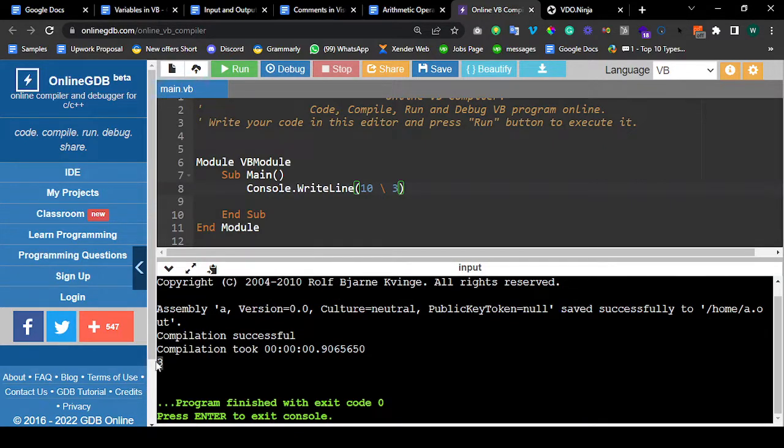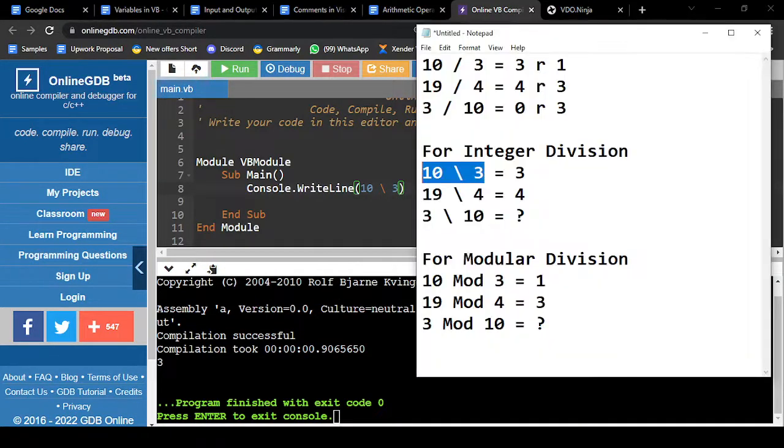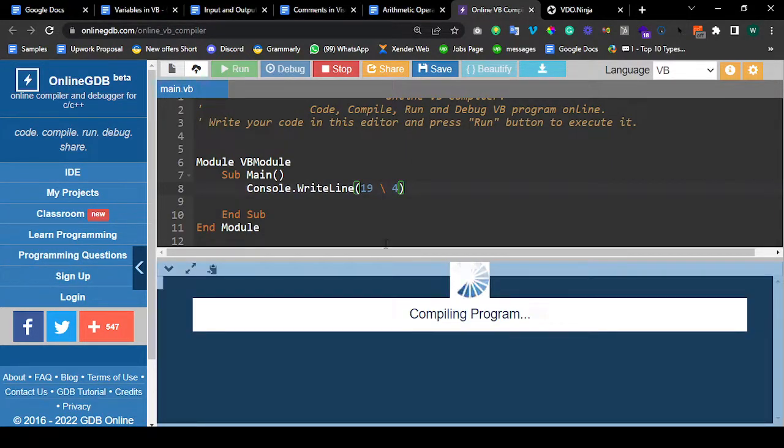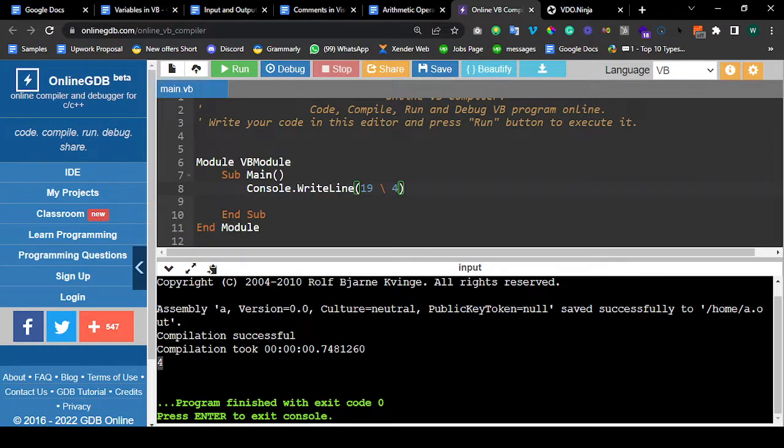You see what I'm having over here? 3. So basically, it is taking the whole number part and it's doing away with the remainder. So let's test this one out. Run this and you see I have 4.